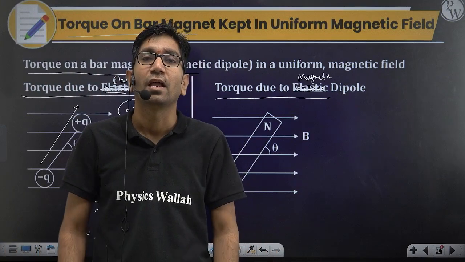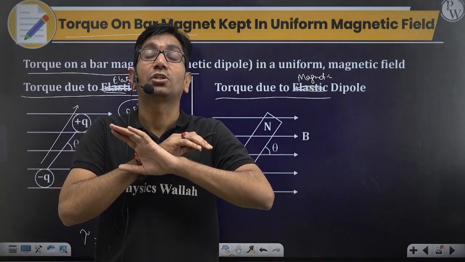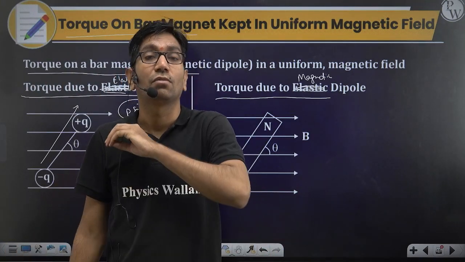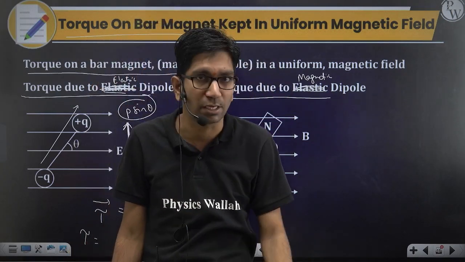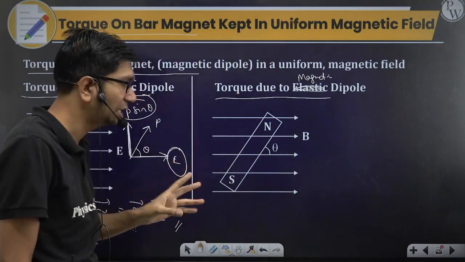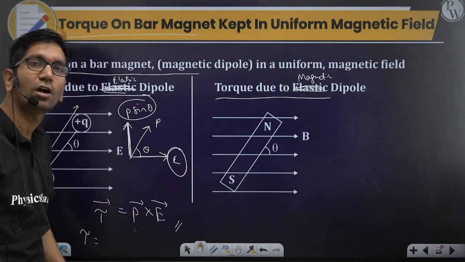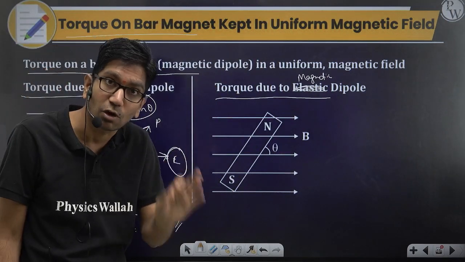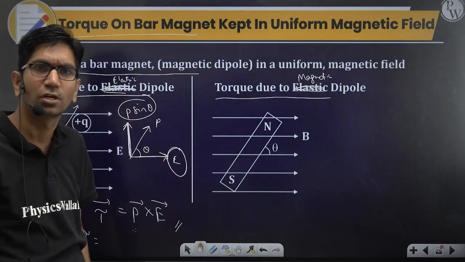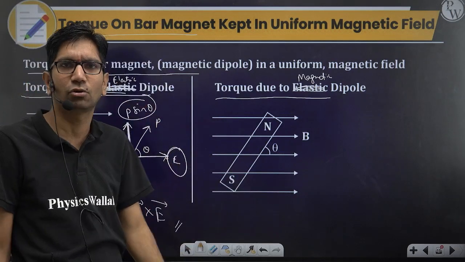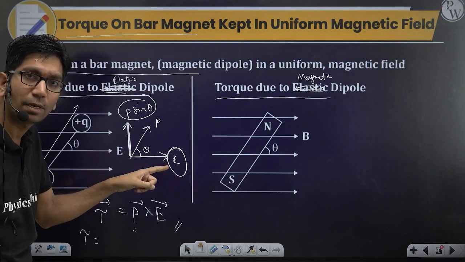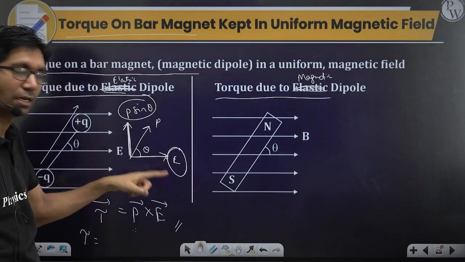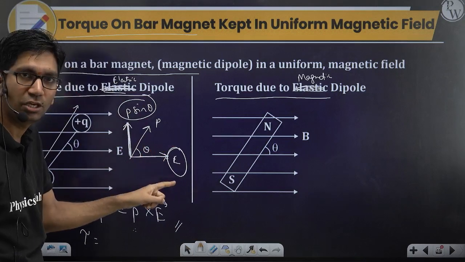Okay. So this trick is applicable from KG to PhD, beta. Wherever you observe cross product formulas, you have to solve the numerical like this only. If they are not perpendicular, see here, in the beginning they are not perpendicular, but I make them perpendicular. One is P sin theta and one is E, right?